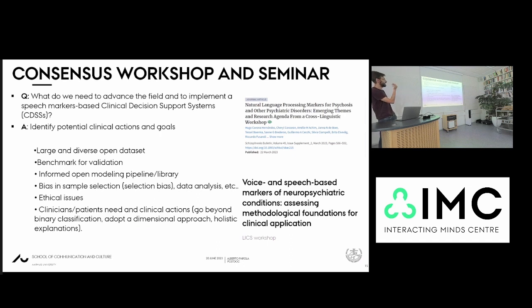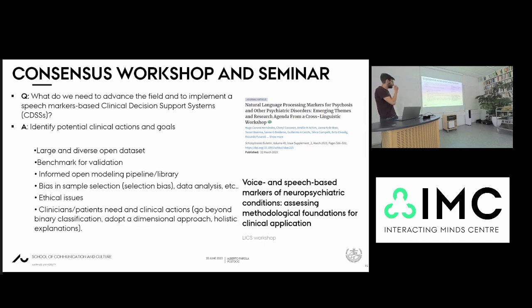For example, the need for a large and diverse open dataset, representative of the entire variability of the schizophrenia spectrum, of the neuropsychiatric disorder spectrum. This dataset would be used as a benchmark for validation of NLP and voice pipelines, and we need some kind of informed open modeling pipeline, a way to homogenize the methodology to extract the data and to ensure comparability. Another problem was the bias in sample selection. The patients that are included in the studies are a specific category, often not representative of the whole spectrum.